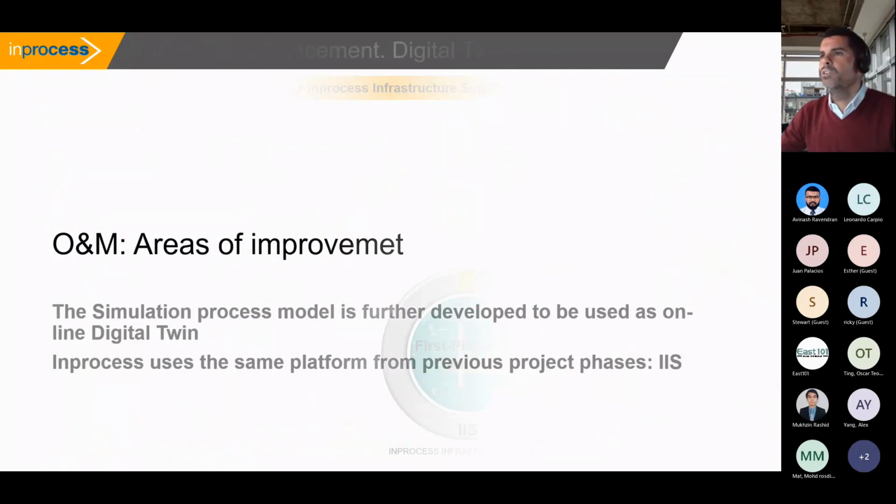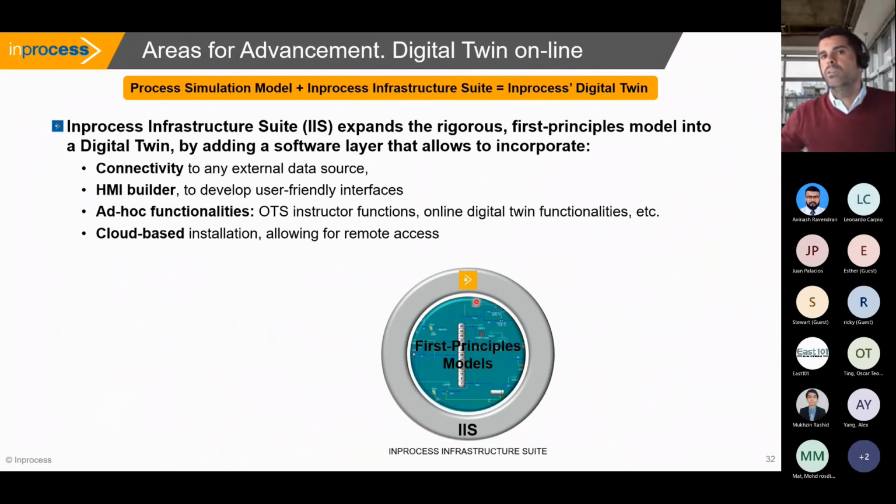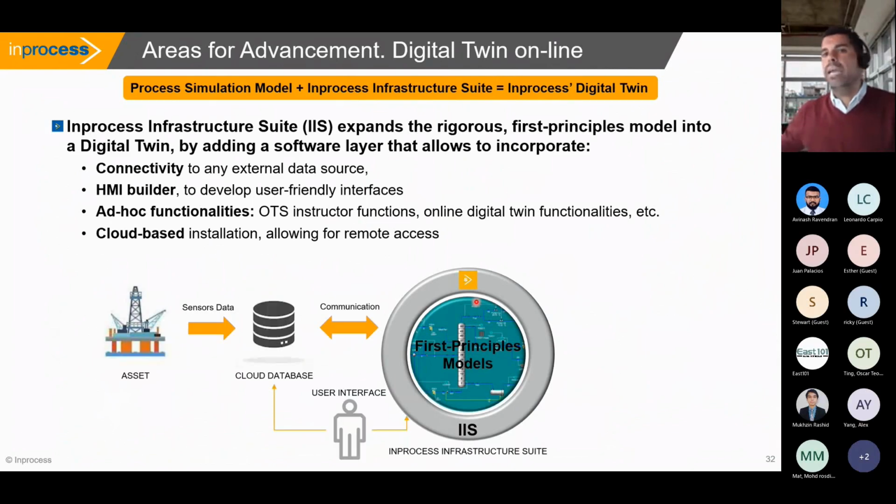So, future areas of improvement. Of course, up to this moment we have been talking about all those offline applications. But in life cycle modeling, once your facility is operating, there are other possibilities. Other possibilities means connecting all these models, all these finalized OTS, to the asset data. Asset data means online connectivity with the real-time database or with some external applications.